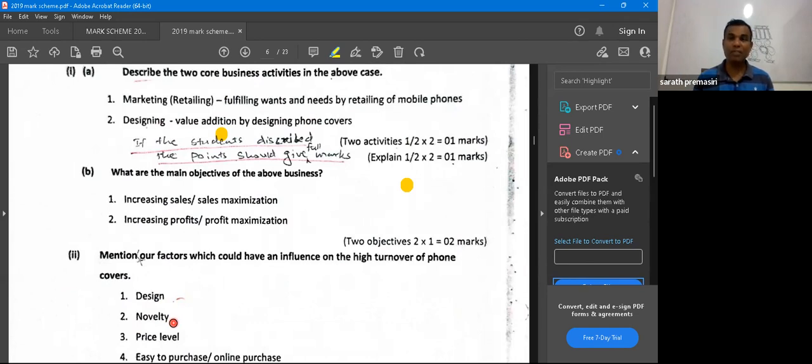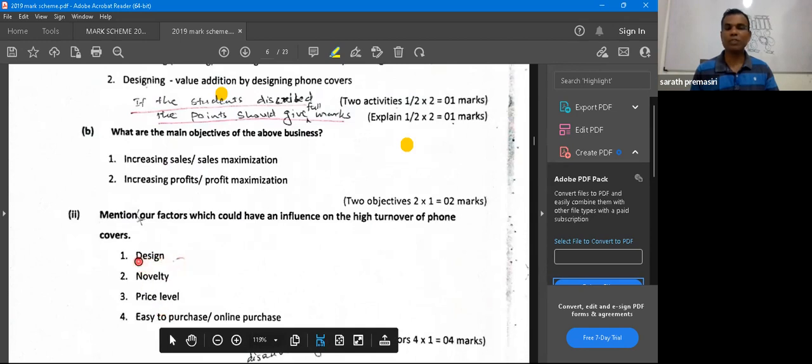And then price level, it is low price. She is selling phone covers for a lower price. And then she is involved in online marketing, online trading, online purchase, so customers all over the world are able to purchase these phone covers. It is one reason to improve her business activities. Look at that, understand and write it down.